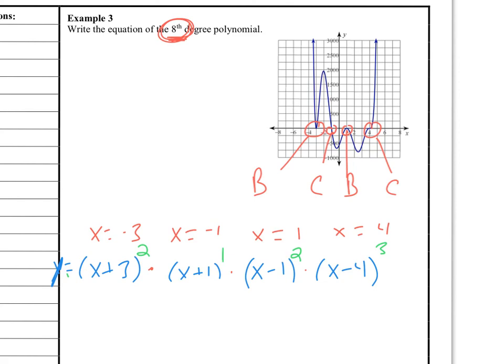Now this isn't the exact equation, but it's our best guess for the equation of this polynomial in factored form. We'll get into exact equations next class.